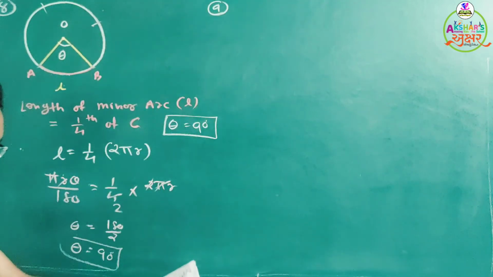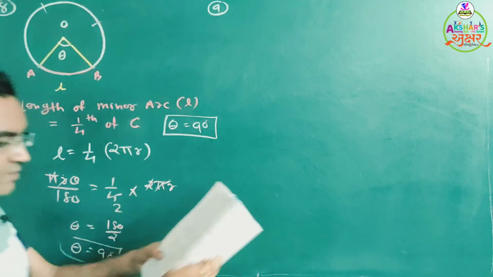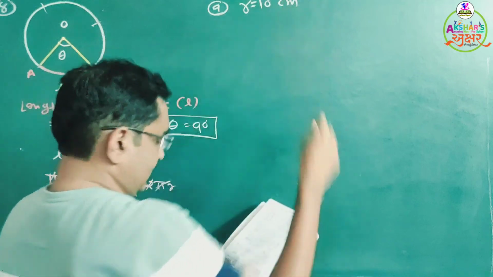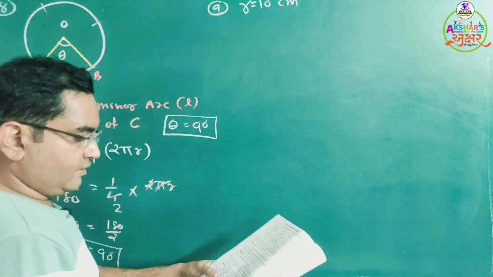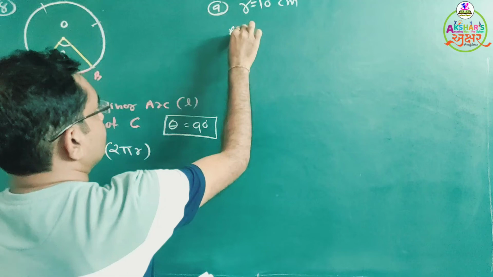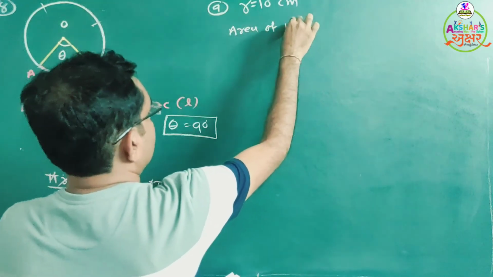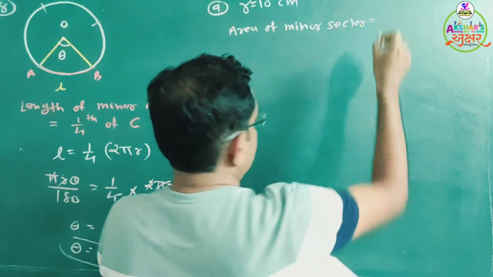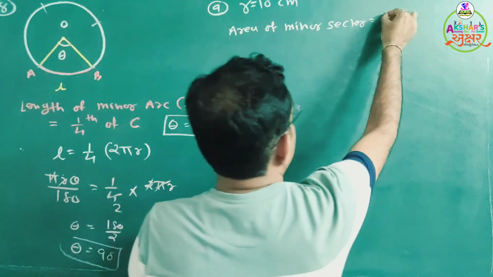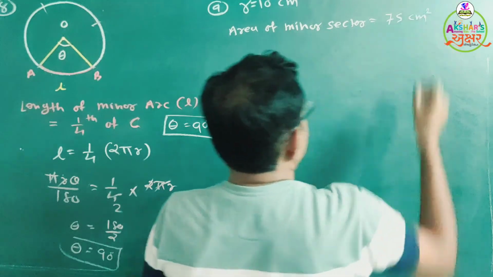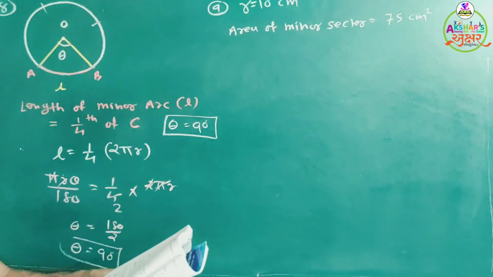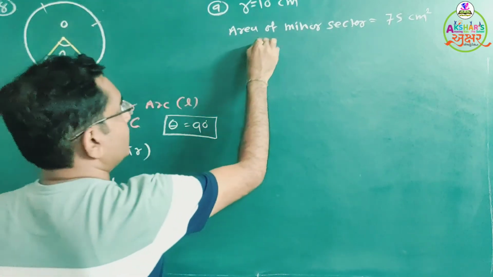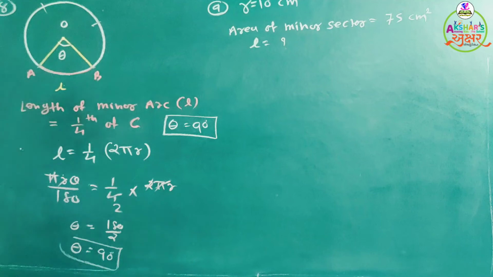So here in this ninth question we are given a circle with radius 10 centimeter. One circle is given with radius r equal to 10 centimeter. The area of minor sector is 75 centimeter square. Then the length of the minor arc of the sector is what? Done.